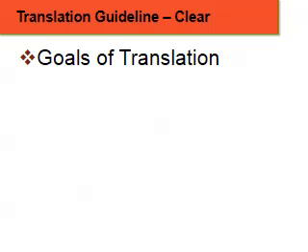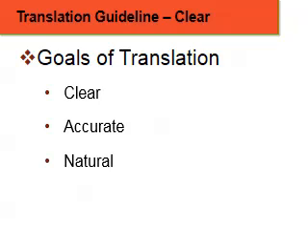The goals of translation are to translate the source language text so that the message is clear to those that speak the target language, the target language accurately conveys the same meaning it had in the source language, and the target language reads naturally. This lesson will discuss how to do translations that are clear in the target language. Be sure to view the translation guideline lesson on accurate and the lesson on natural for more information.